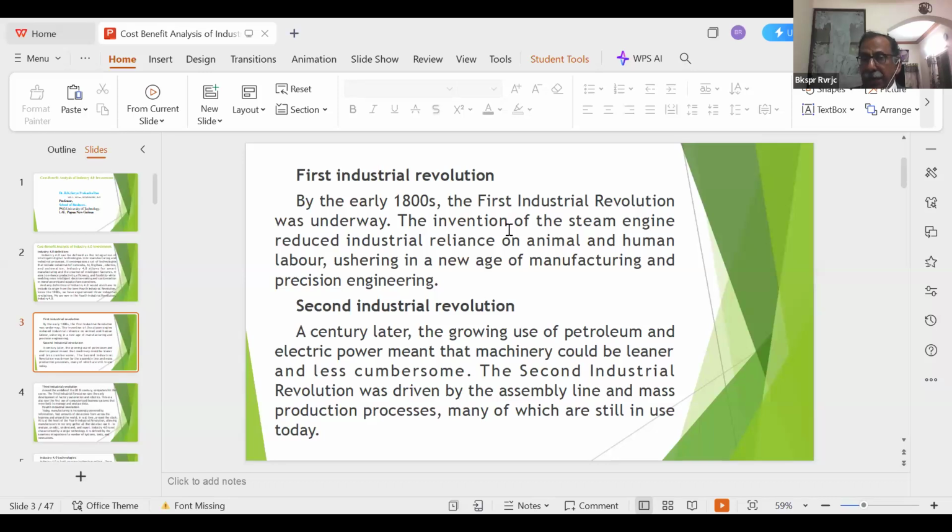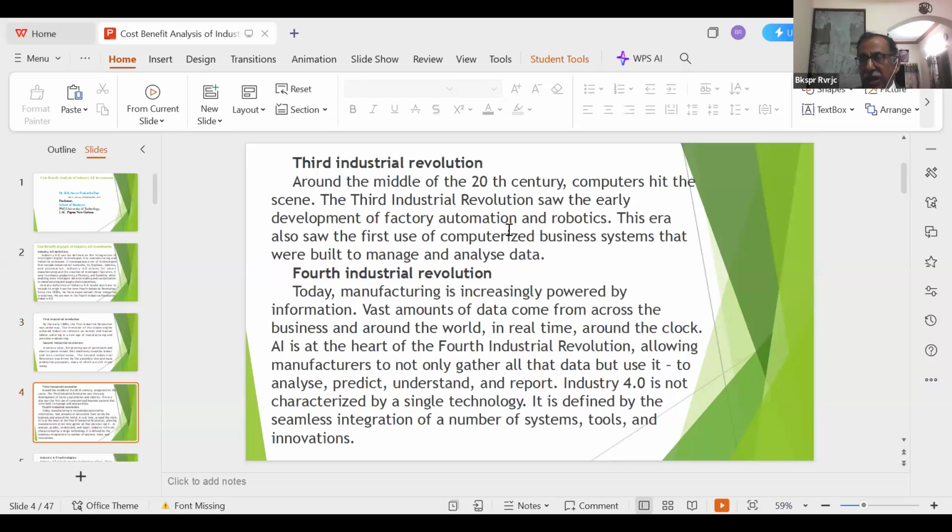manufacturing and precision engineering. Second industrial revolution: a century later, the growing use of petroleum and electric power meant that machinery could be leaner and less cumbersome. The second industrial revolution was driven by the assembly line and mass production process, many of which are still in use today also. The third industrial revolution: around the middle of the 20th century, computers hit the scene.